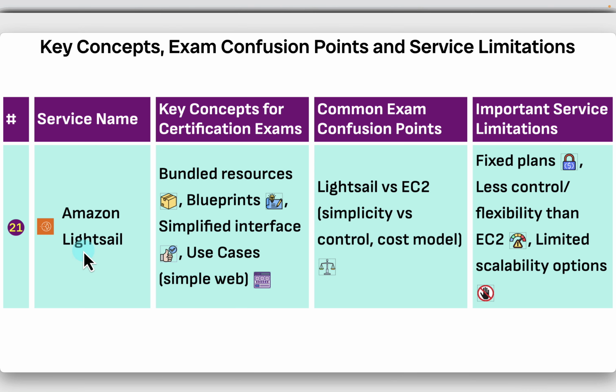Amazon Lightsail. Key concepts are bundled resources, blueprints, a simplified interface, and use cases like simple web hosting. Common exam confusion points are, again, Lightsail versus EC2, simplicity versus control, and the cost model. Important service limitations are fixed plans, less control, less flexibility than EC2, and limited scalability options.